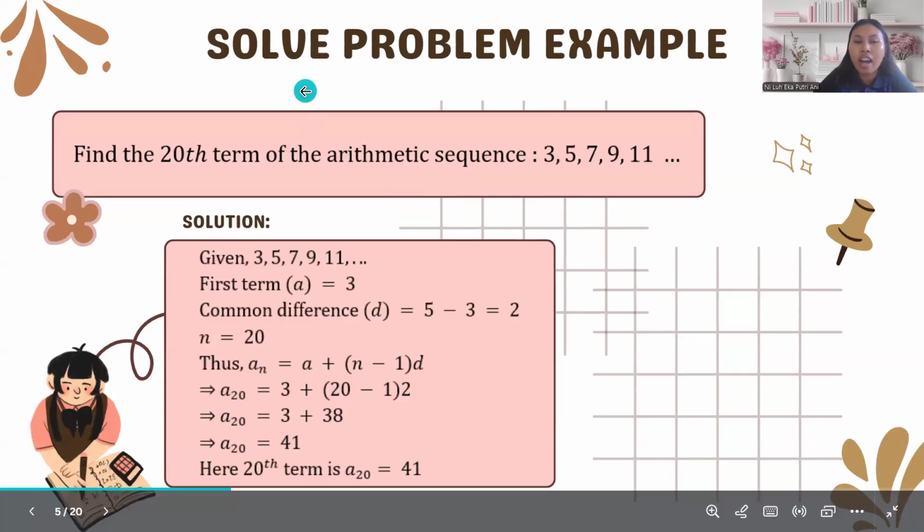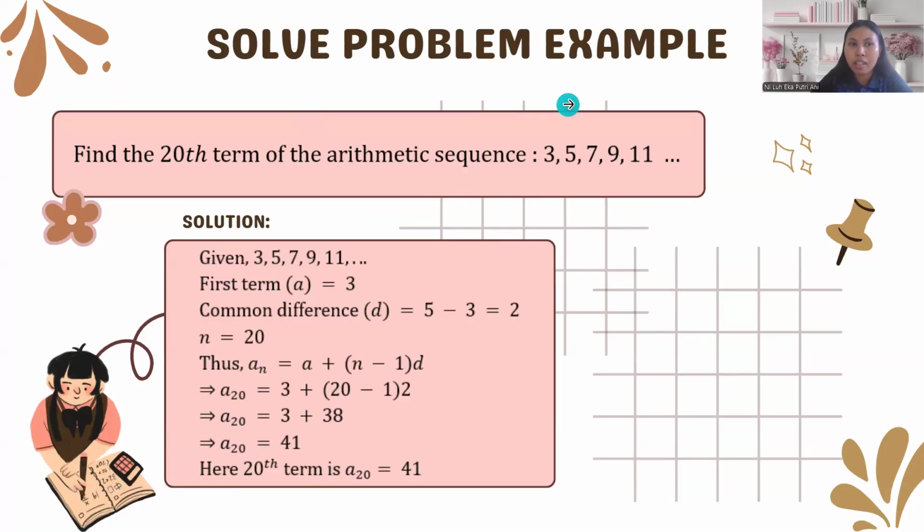I also have a solved problem example for the arithmetic sequence. Find the 20th term of the arithmetic sequence 3, 5, 7, 9, and 11. Here is the solution. Given 3, 5, 7, 9, and 11, we know the first term a is 3, and the common difference d is 5 minus 3, which gives us 2.